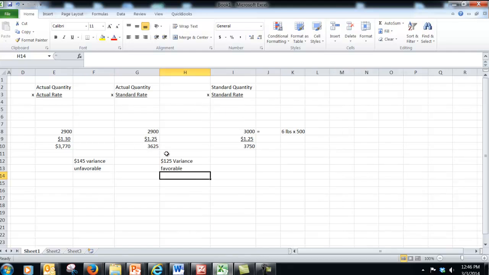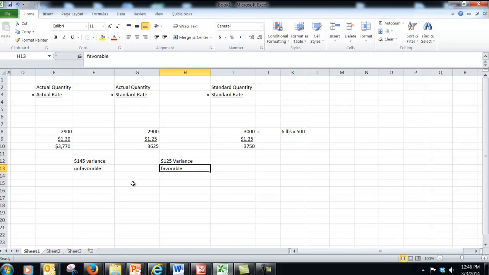Okay, so let's take a look here at the quantity variance. We can see here if we use the standard rate of $1.25 for both of these, and we used a different amount of quantity, the actual quantity, and we have the standard over here, we can see that the difference between these two is $125. That's our variance. Now we have to determine if it's favorable or unfavorable. We can see here that based on the actual quantity, it cost us less than what the budget was. So we came in under budget. That's a good thing.